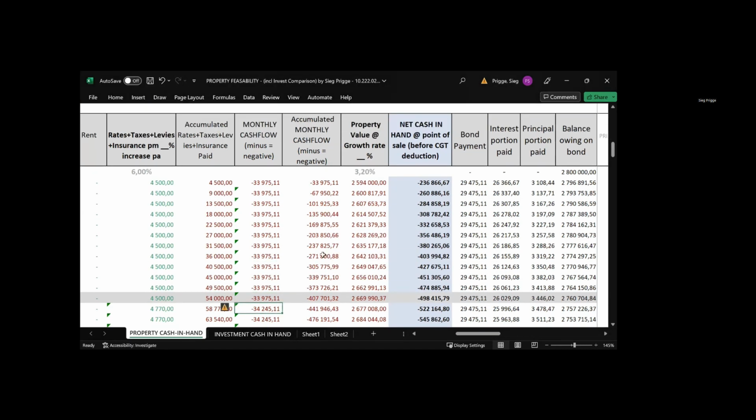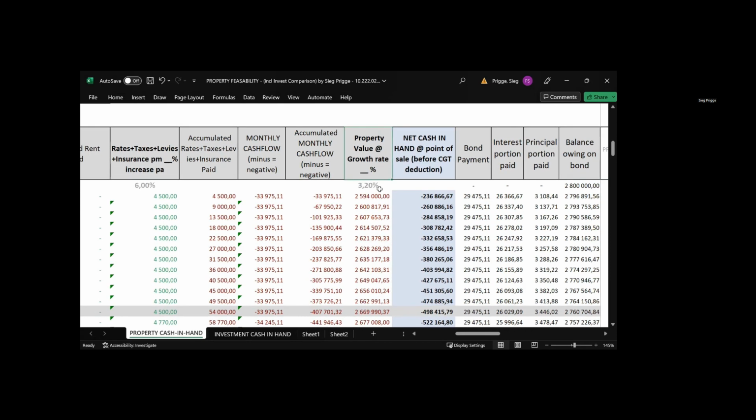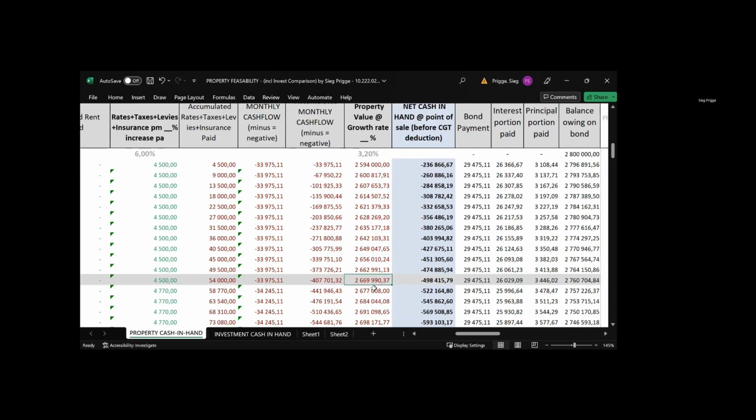Then accumulated monthly cash flow. This is how much you've spent in total on the property. In other words, how much has left your pocket. And this column shows the property value at any given month. We used the assumed 3.2% growth, which we got from the Lifestone property report earlier. After 12 months, you'll see the property value is now 266,990.